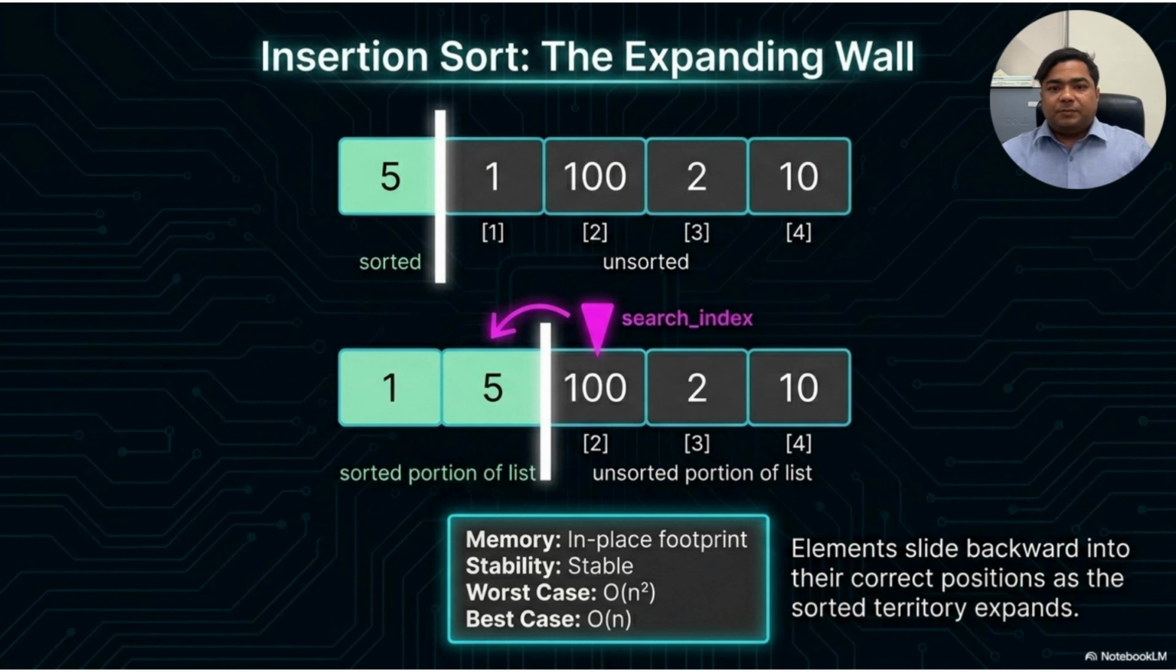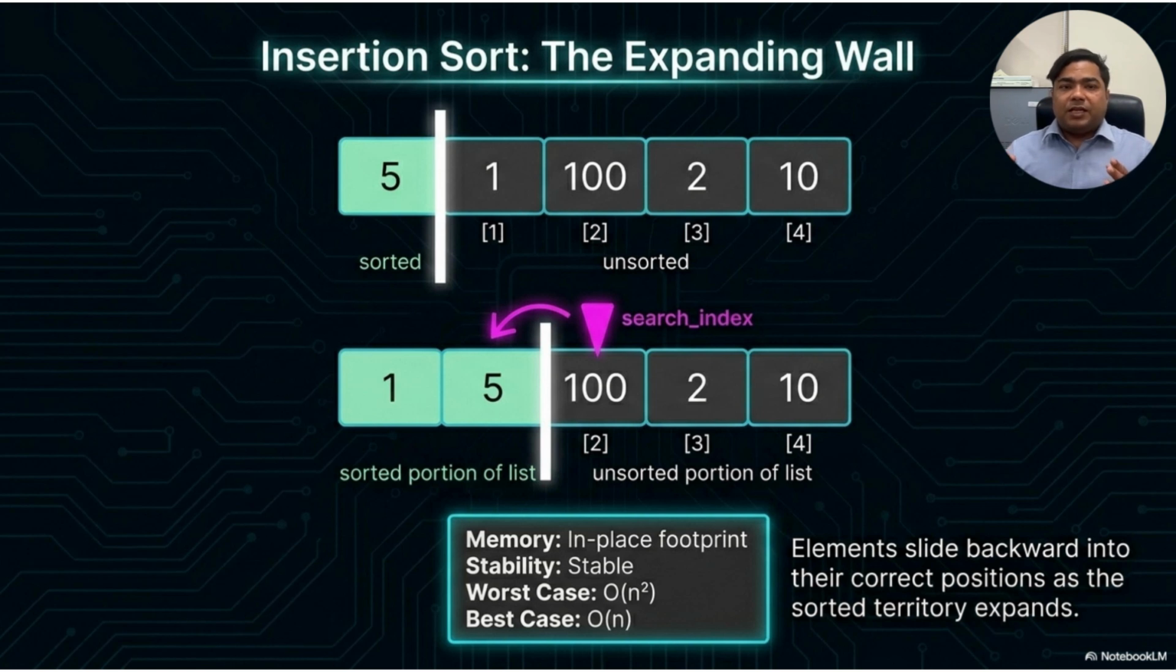Then we take the next element from the unsorted part and insert it into the correct position in the sorted part. In the slide, we can see the values 5, 1, 100, 2, and 10. At first, 5 is considered sorted, then 1 is selected. Since 1 is smaller than 5, 5 slides backward and 1 is inserted before 5. Now the sorted part becomes 1 and 5. The search index moves backward to find the correct position for the selected value.